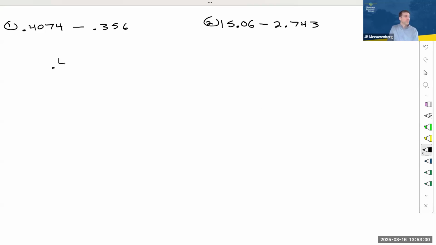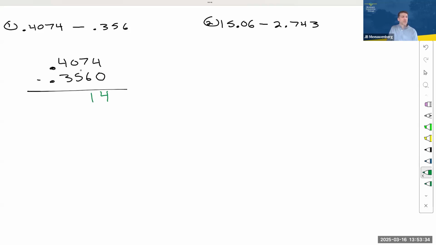So this first one, 0.4074, is 4,074 10,000ths minus 0.356 or 356 thousandths. Again, just like with addition, sometimes we like to add a 0 here, just so we have the exact same number of place values in both numbers. Then we can do our subtraction. 4 minus 0 is 4. 7 minus 6 is 1.